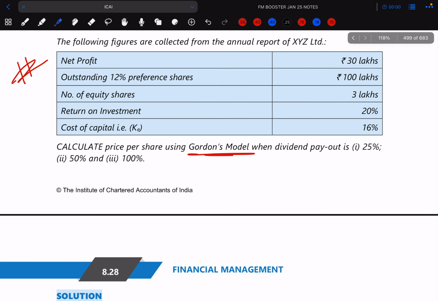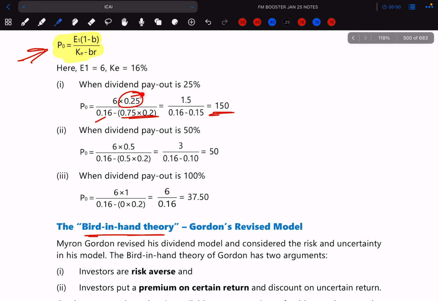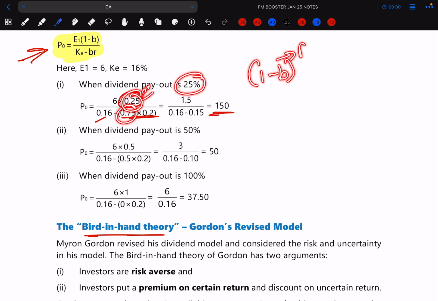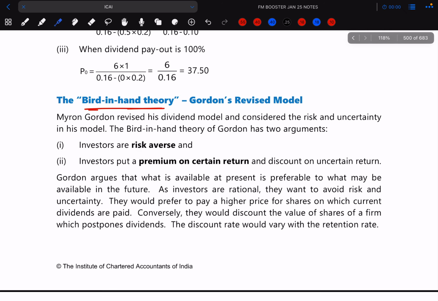And when they have told you the dividend per share is 25%, 50% and 100%, just take the dividend percent. If they are paying 25%, this will be here, like 25% payout. I've already told you 1 minus B is the payout ratio and B is the retention ratio. So here B is taken. B means if you have paid 25%, 75% will be retention, like it will be retained. Done. This is also a simple thing.